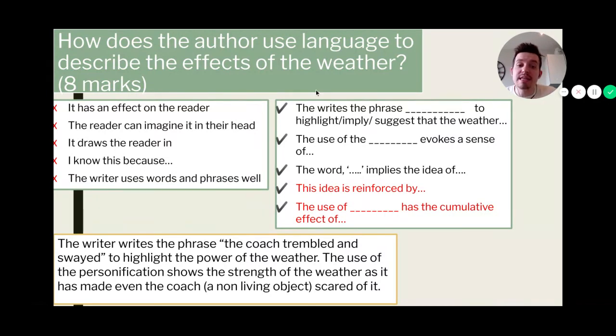I hope you found this useful. Make sure that you're using these sentence starters when you write up your answer, and you're avoiding these as well. Have a go at using the analysis that we've done to write up an answer for it. I'm more than happy for you to send it through for us to be able to look through.